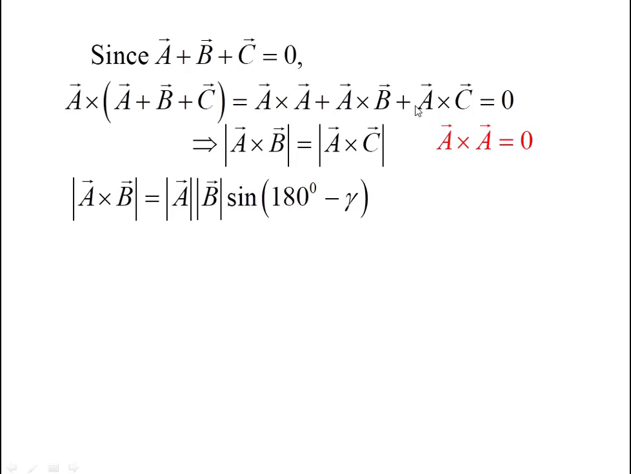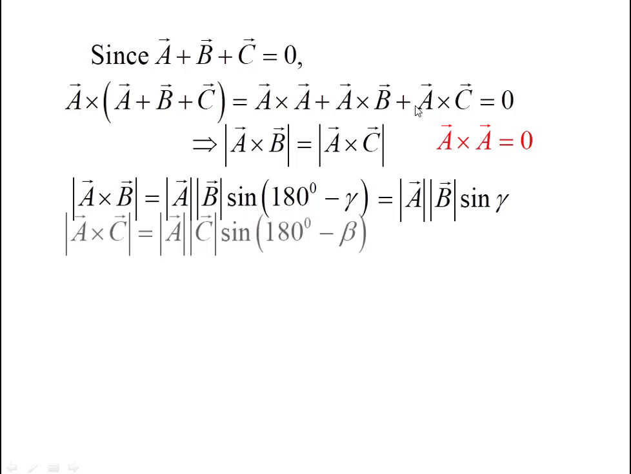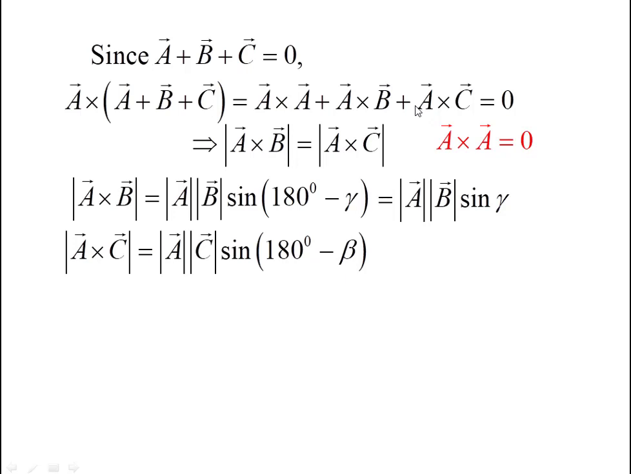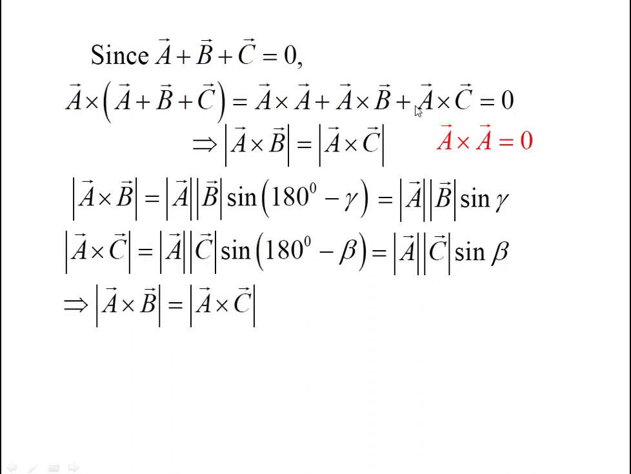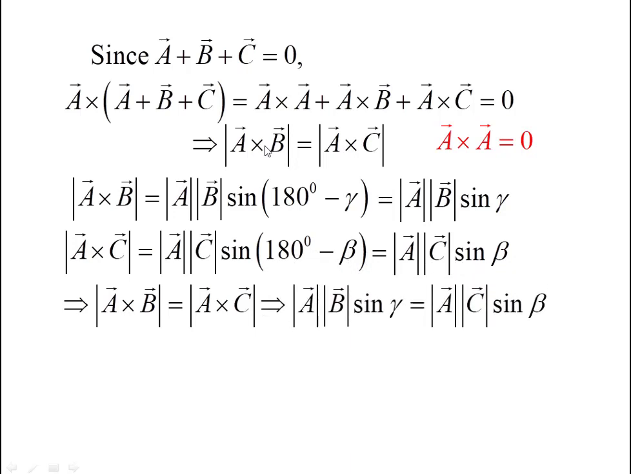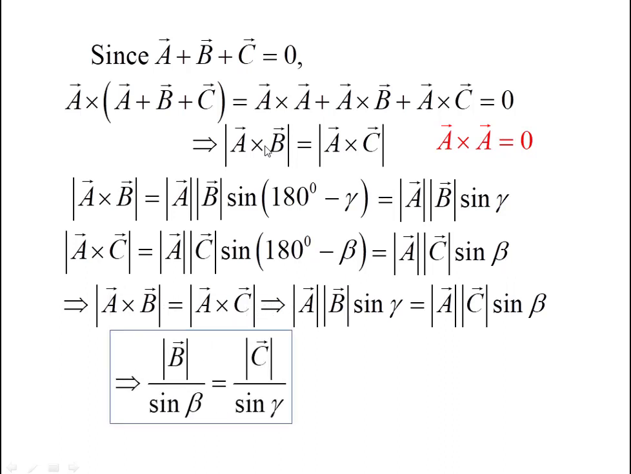So a cross b is the product of the magnitude of vector a and vector b times sine of the angle between vector a and b. That is what I showed you a while ago to be sine of 180 degrees minus gamma. Upon expansion, it becomes magnitude of a times magnitude of b times sine of gamma. The same applies for a cross c, and the angle between vector a and c is 180 degrees minus beta, and it simplifies to magnitude of a times magnitude of c times sine of beta. Because these two must be equal, magnitude of a times magnitude of b times sine of gamma becomes magnitude of a times magnitude of c times sine of beta. And then if we rearrange, we can easily write that to be magnitude of b divided by sine of beta is equal to magnitude of c divided by sine of gamma.